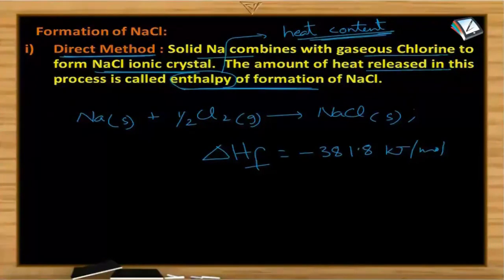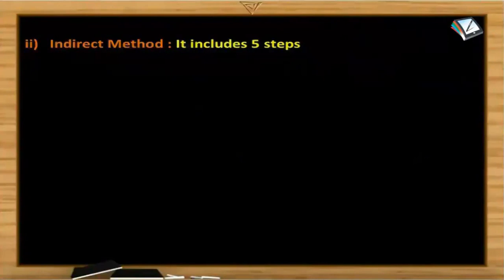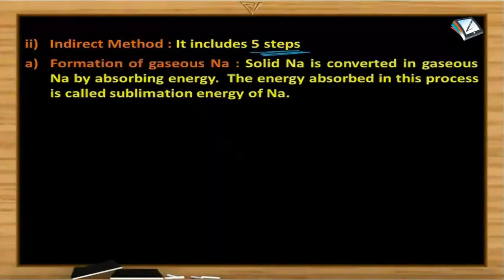And in objective entrance examinations, they will give some hints or some values in order to calculate the lattice energy. So that is how sodium chloride is formed directly in one step. Let us see what happens when it takes place in several stages. Whenever it is taking place stepwise, 5 stages are included.